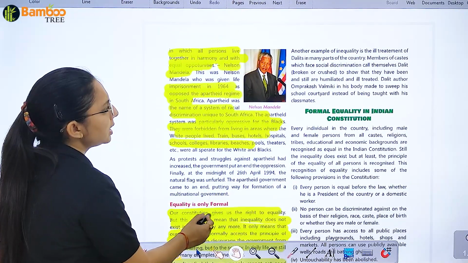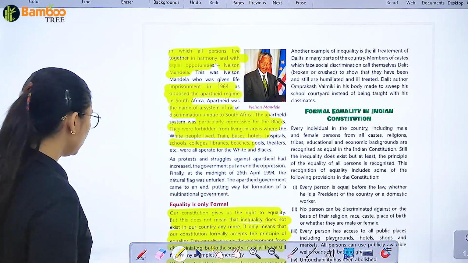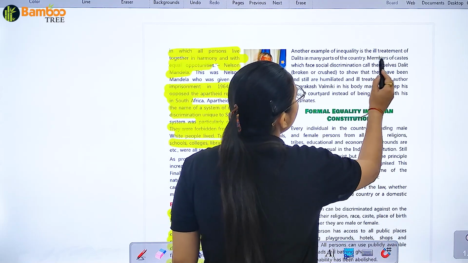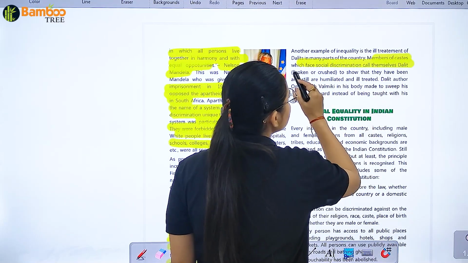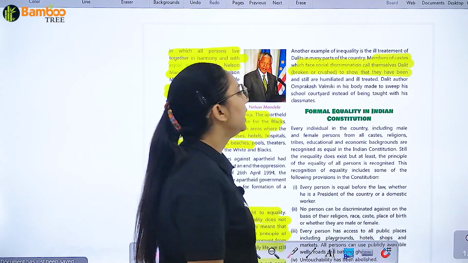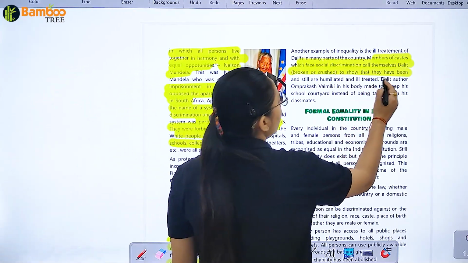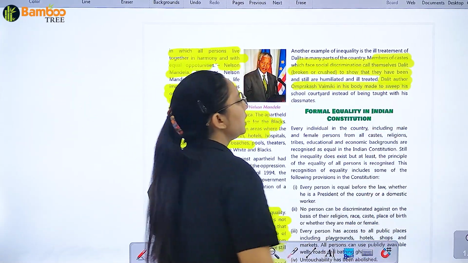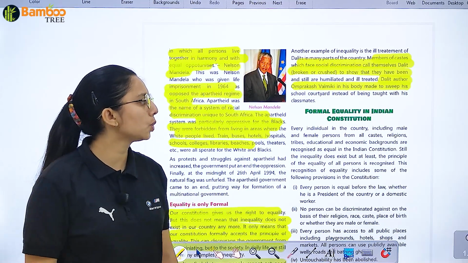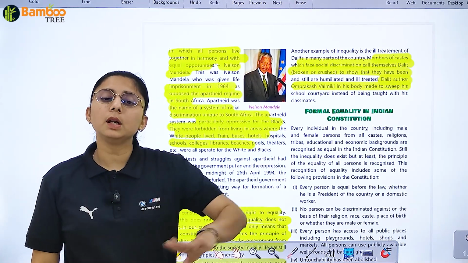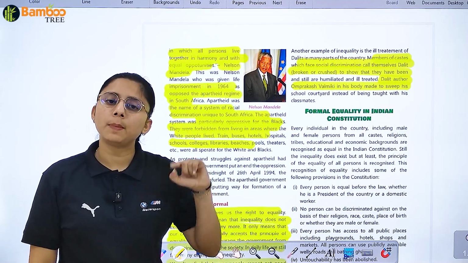Another example was ill treatment. Dalits were ill treated in many parts of the country. Members of castes which face social discrimination call themselves Dalit, to show that they have been and still are humiliated and ill-treated. Dalit author Om Prakash Valmiki in his autobiography was made to sweep his school courtyard instead of being taught with his classmates. They told him to sweep the courtyard, not to study.